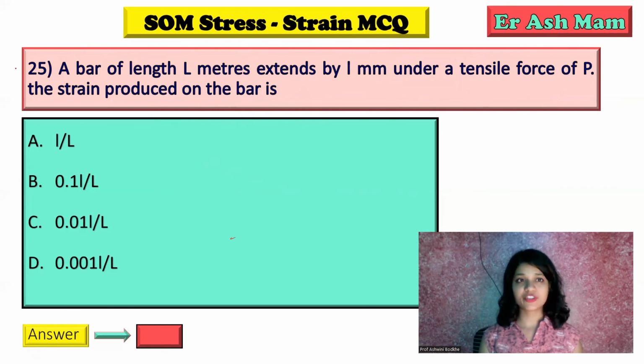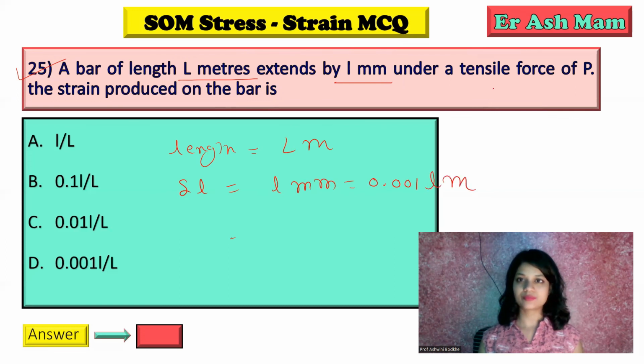Last question of this video, question number 25. A bar of length L meters extends by small l mm. That is, the change in length is given as l mm, which is equal to 0.001 L meter. The tensile force is applied, and the strain produced on the bar is, we know that strain is the change in length upon original length. Change in length is 0.001 L and original length is L. Therefore, answer is D.